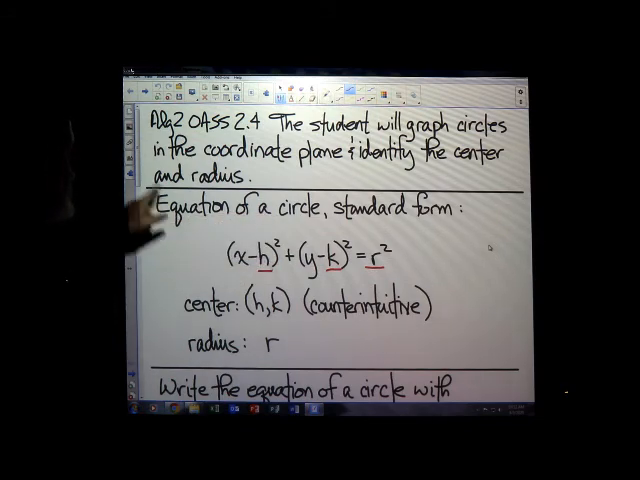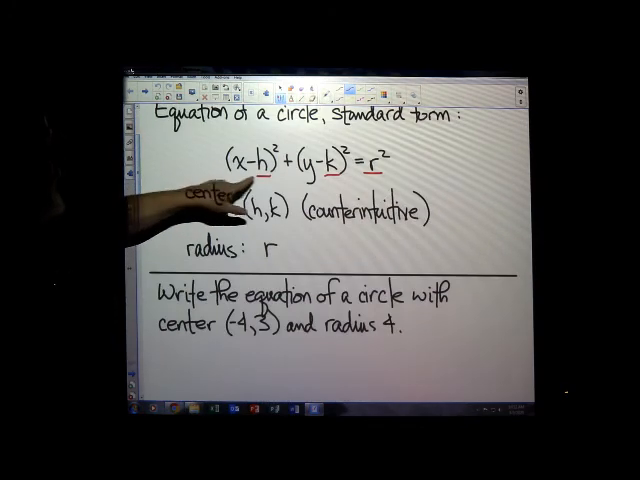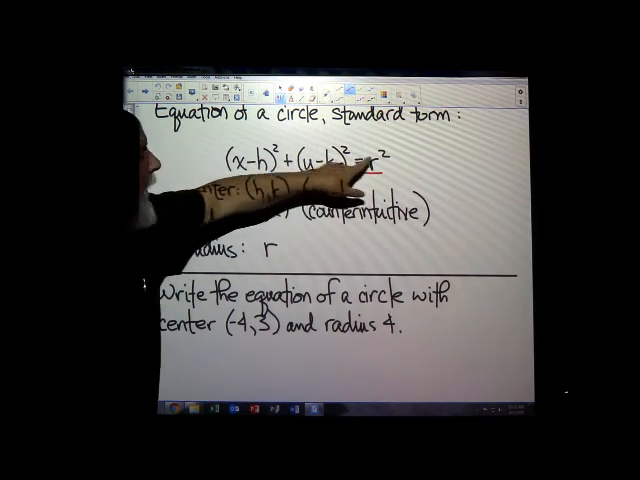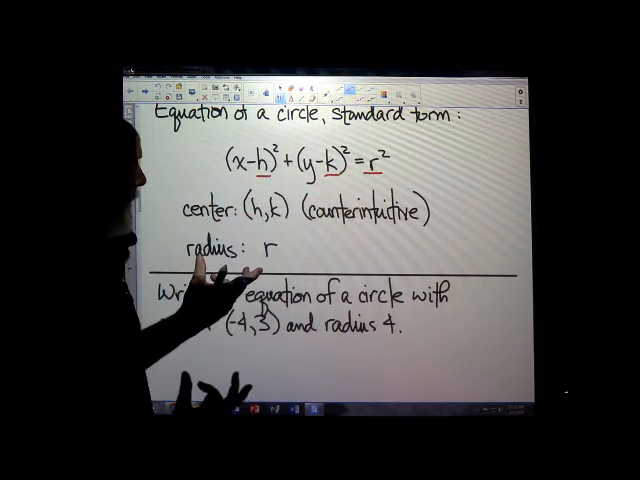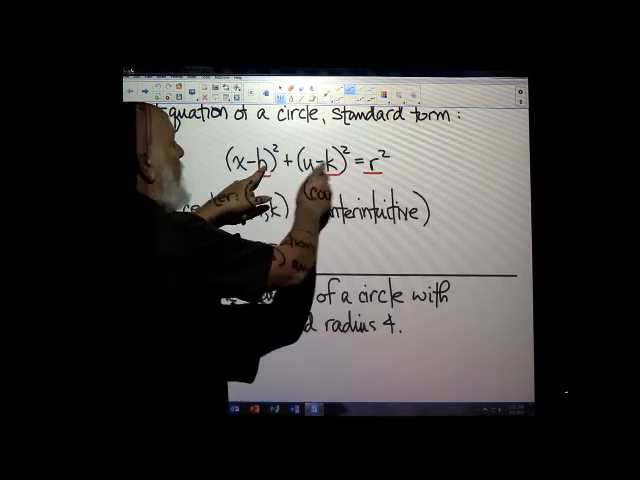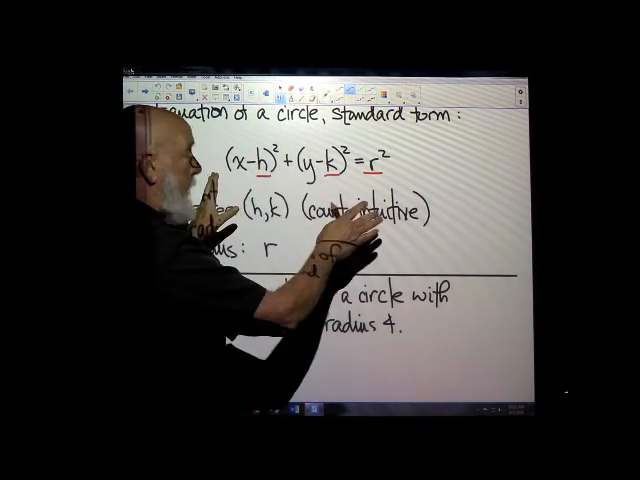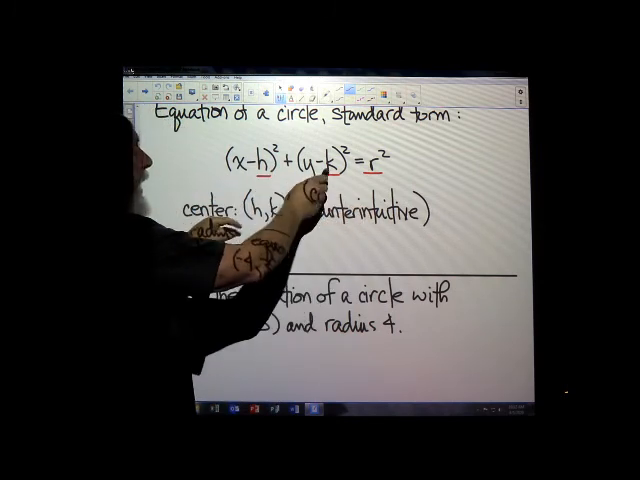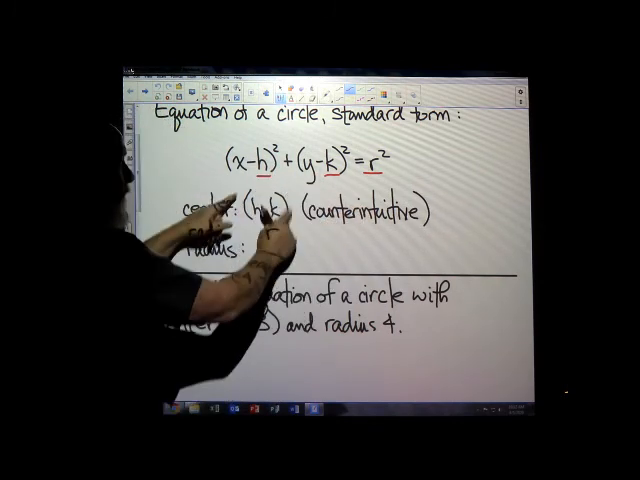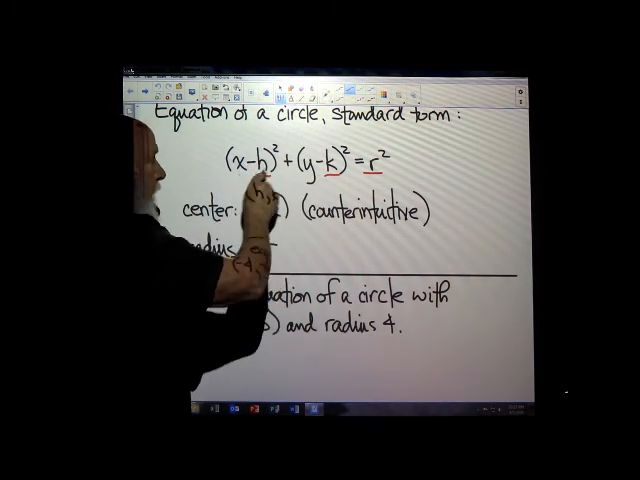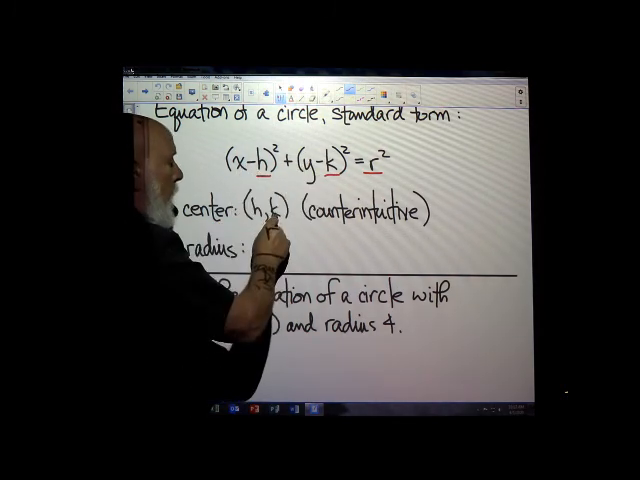The equation for a circle in standard form is of this general form right here. H, K, and R are going to be numbers. And if we can see H and K, whatever numbers they are, we're going to know automatically the center of the circle. The center of the circle is going to be the ordered pair H, K. And so it's going to be the opposite of what we would expect.